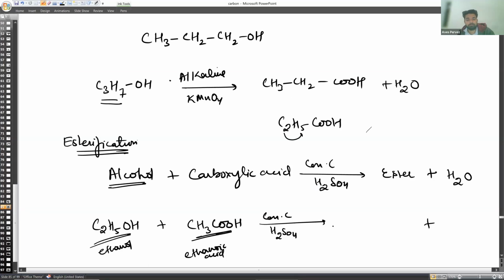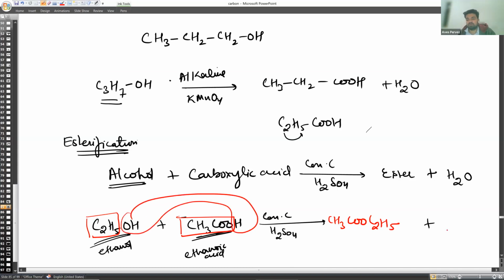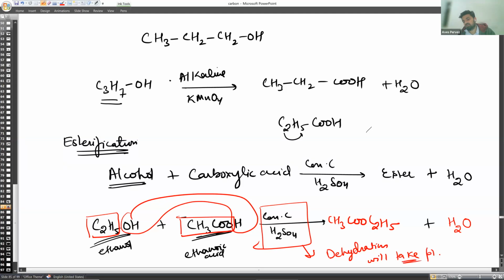Then what will you do here? It will form ester. This portion of the carboxylic acid and this portion of the alcohol will bond to give CH3COOC2H5. And this is going to form water. Whenever we have concentrated H2SO4, dehydration will take place, which means you will get water at the end as an end product.